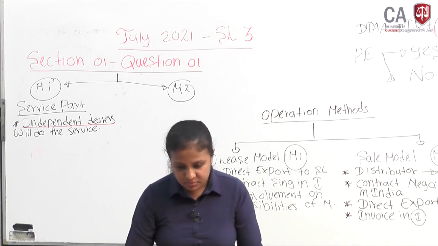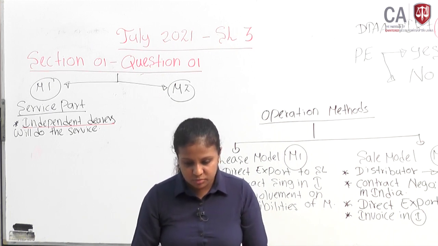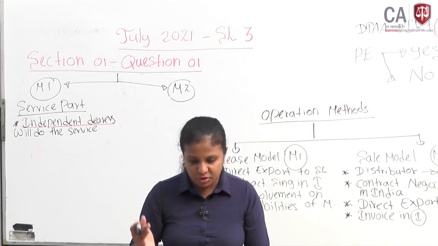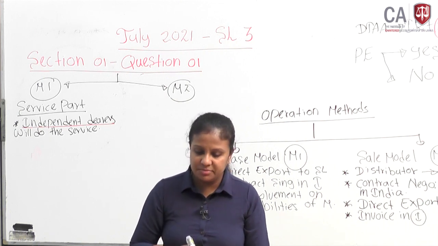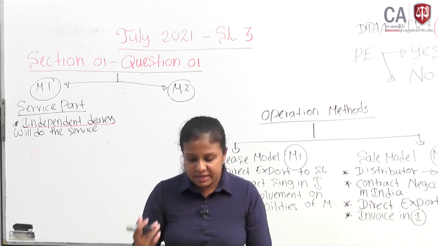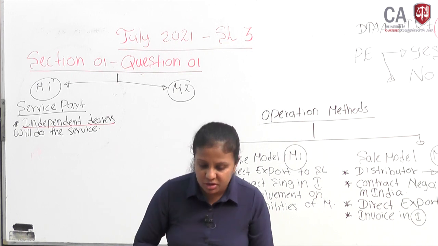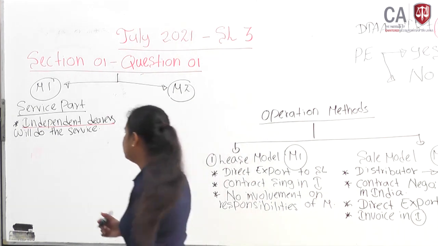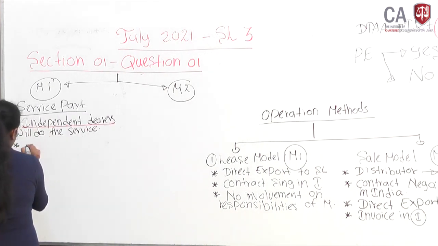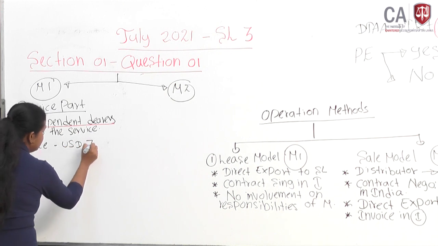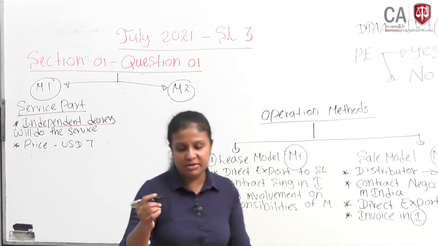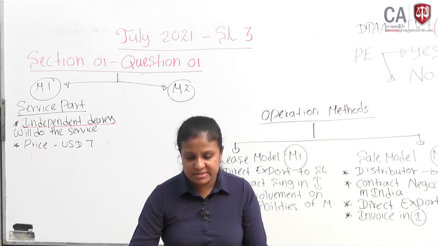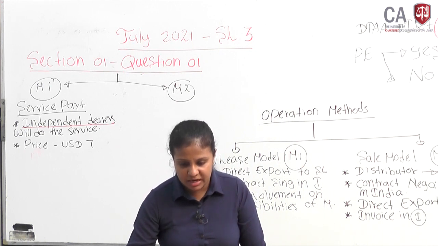From them, the customers could obtain such services. The independent dealer will charge a fee of $7 from the customers for such services. That is the price the customer pays: USD 7. That's the information on the support service under model 1.